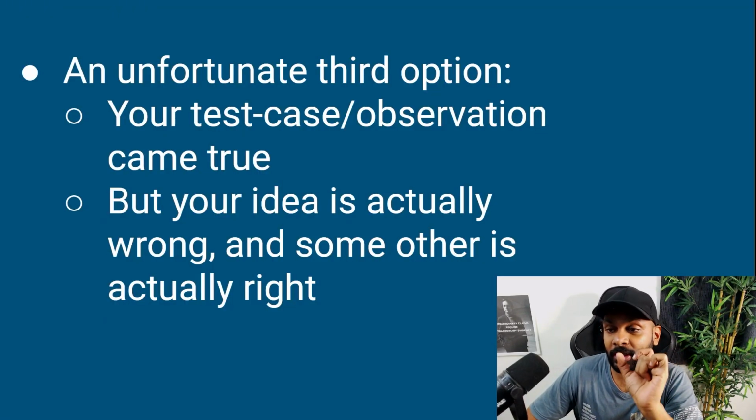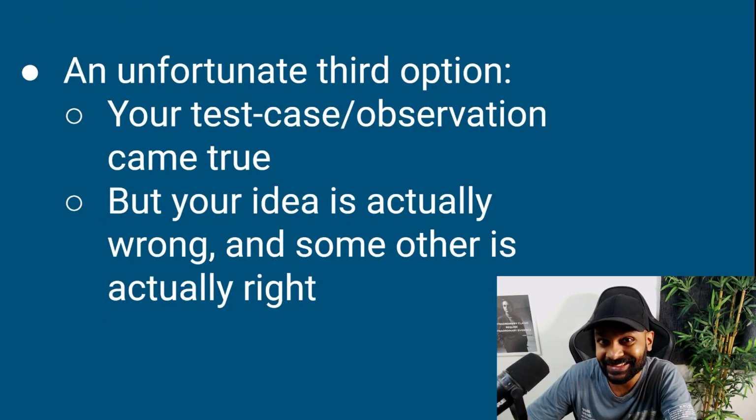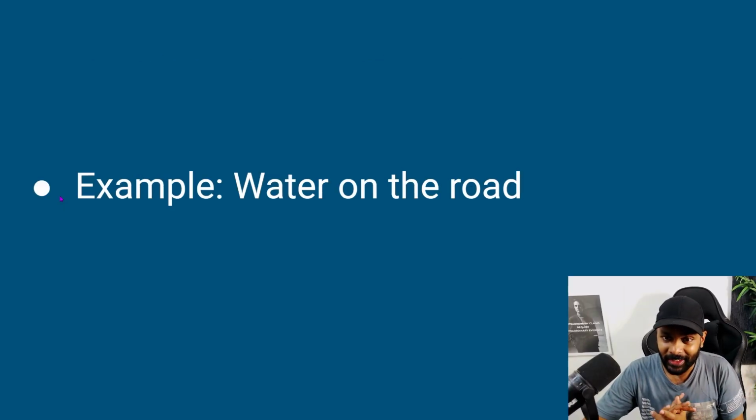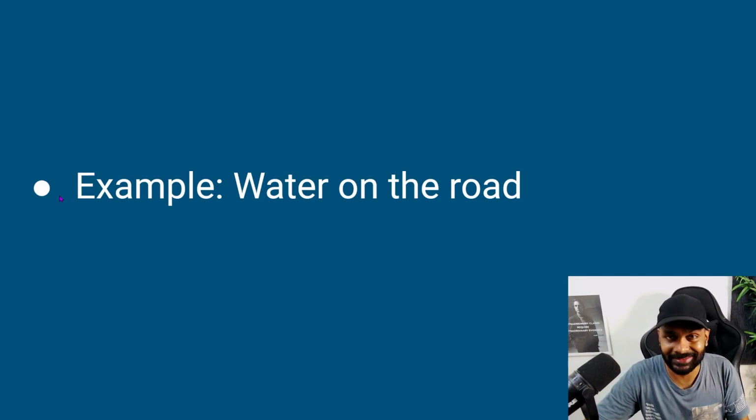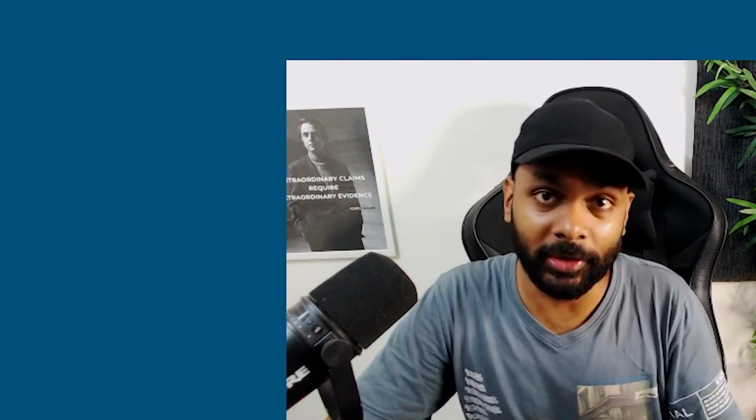Here we have the third option coming, which is your test case, even though it came true, your idea is actually wrong. It's some other idea that's right. Another example for what I'm trying to show you is the water on the road example. Let's say you see that the road is wet and your idea is that maybe it rained a while ago. But it could also be that there was a fire truck or a water tanker that spilled some water on the road. And everywhere that you can see, the road is wet.